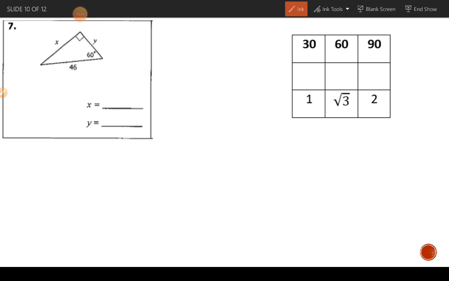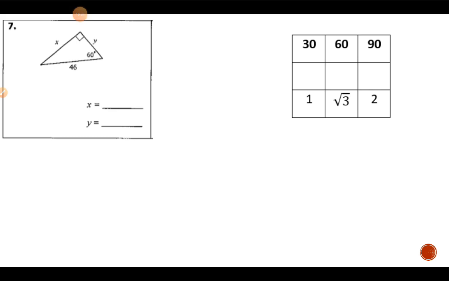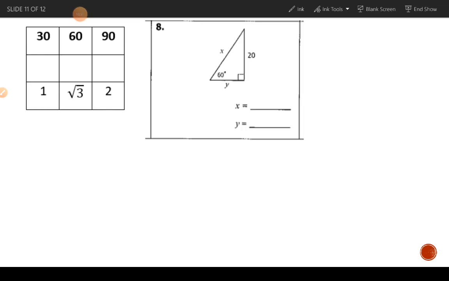So let's go ahead and do this example. Actually, no, let's not do this one. Let's do this one, number 8. Again, the 30 goes up here. Across from the 60 is going to be 20. Across from the 90 is x, and across from the 30 is y. So let's work through this. Let's do this first one first.